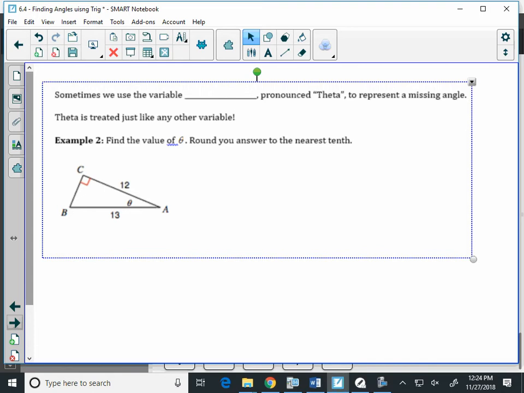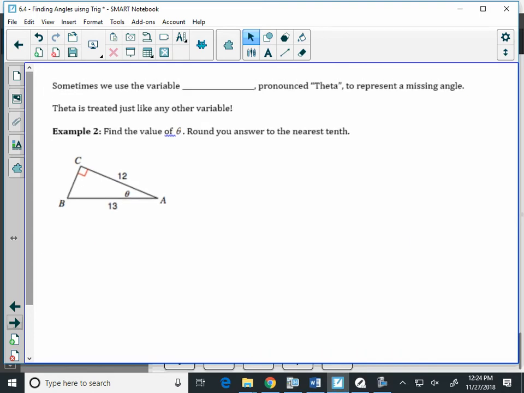Okay. Sometimes we use the variable theta. That variable. So circle with kind of a line through it. What we call theta. It's a Greek letter. We use this a lot with trig to represent angles. Okay? Theta is treated like any other variable. It's treated like x. It's no different. It's just as you get higher up in math, you use theta a lot. Like in pre-calc, things like that, you'll see theta. So it's just good to get familiar with it.